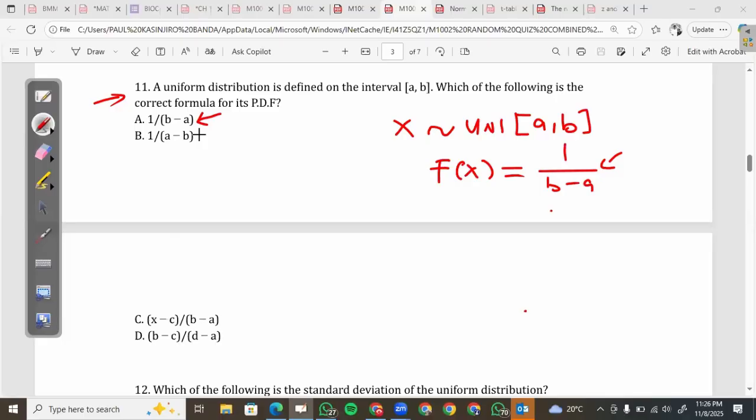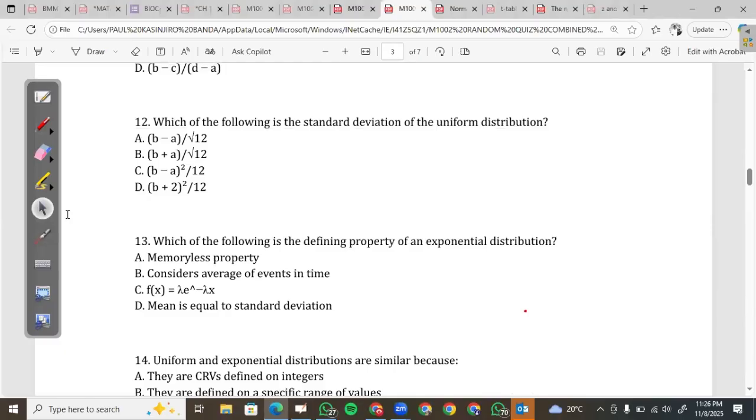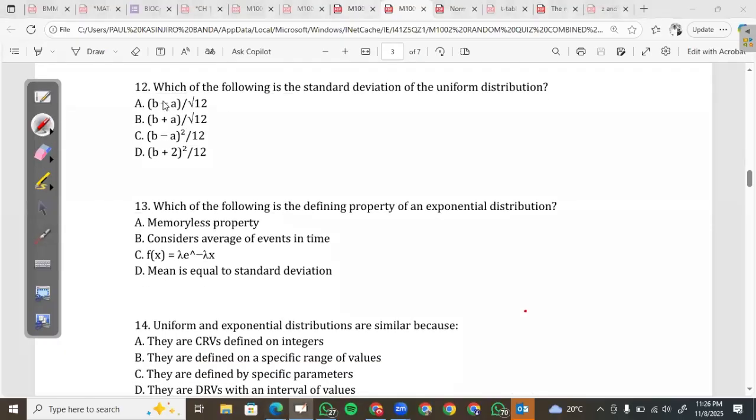Okay, I hope you guys are seeing this. These are just simple questions, okay? Nothing more computational. They're just asking you concepts or formulas. So which of the following is the standard deviation of the uniform distribution? To know the standard deviation here, we just have to know the variance. The variance under the uniform distribution is B minus A to the power 2 divided by 12.